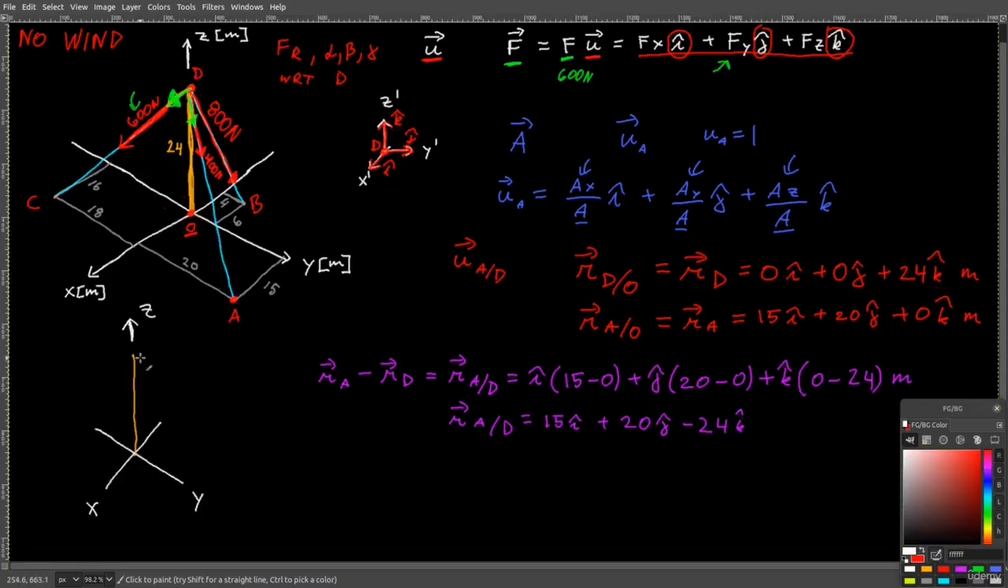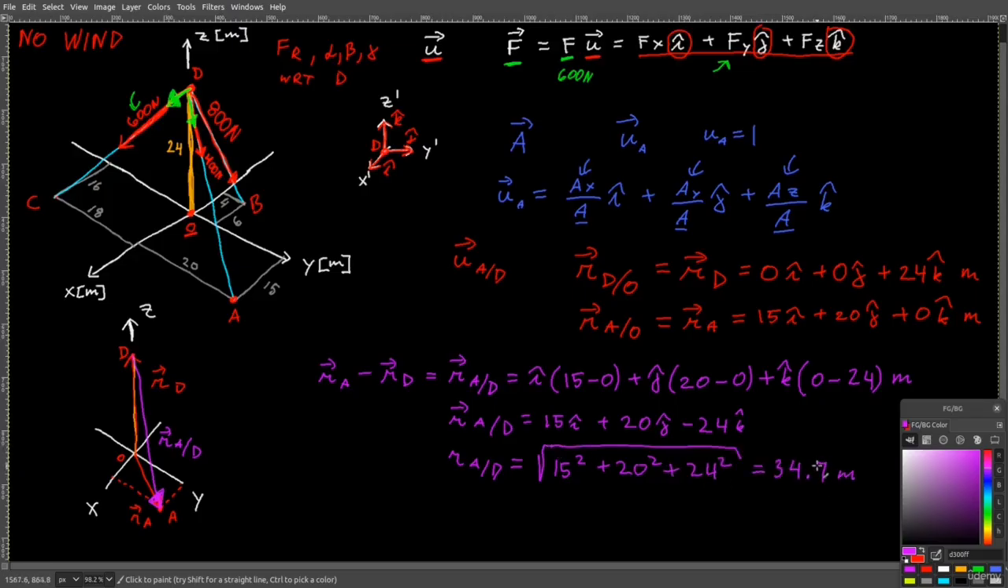Just to make it clear, this is the tower from the origin, this is position vector RD, this is point D here, this is point A here, this vector here, that's RA, and then this vector here, that's RA with respect to D. And now if you take the magnitude of RA with respect to D, which is the square root of 15 squared plus 20 squared plus 24 squared, which is 34.7 meters, then that gives you the length of this cable from D till A. That's very cool, but we don't actually need the length of this cable.